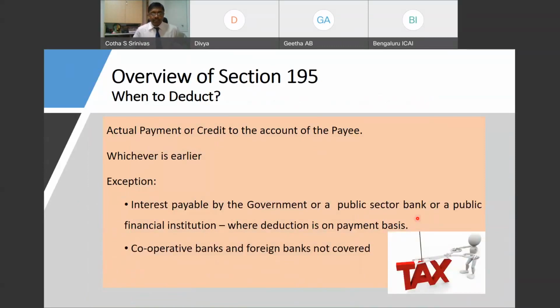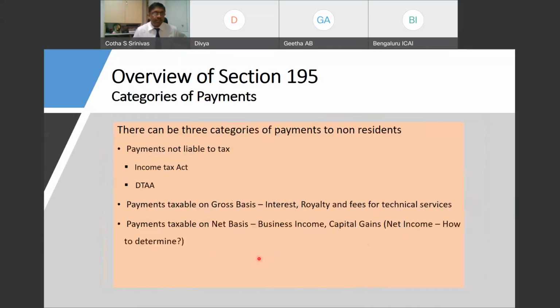So when to deduct, this also we have understood: credit or payment, whichever is earlier. The exception, I said, is interest payable by the government, public sector bank or public financial institution, where deduction is on payment basis, not on credit basis. Cooperative banks and foreign banks are not covered under this.